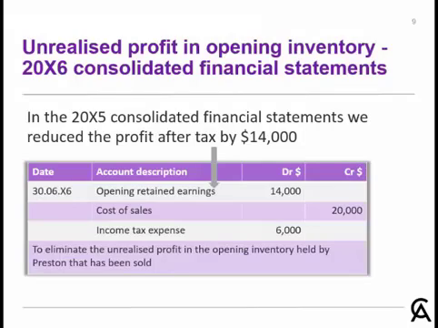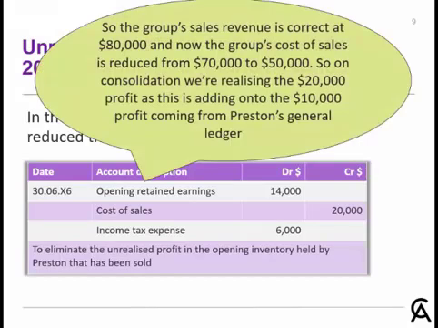So now I want to credit my cost of sales by $20,000. I'm upping the profit because I want to lift it up by $20,000 to make sure that I'm getting the correct profit coming through. I'm upping my profit by $20,000, so I'm going to match it by recognising income tax expense of $6,000. So now the group's sales revenue is correct at $80,000. That's coming through from the general ledger of Preston. And now the group's cost of sales has been reduced from $70,000 coming through from Preston's general ledger down to $50,000 because of this $20,000 credit entry.